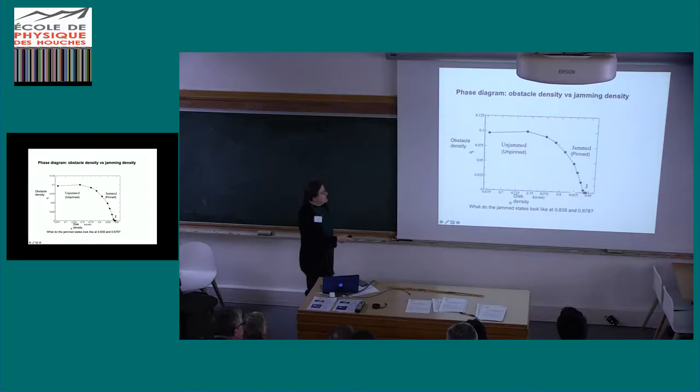So as I was saying, we should be able to depress this jamming density as we add obstacles, and indeed that's what we find for low density of obstacles. But eventually, as we keep adding obstacles, we see something we didn't expect, which is that this curve turns over.